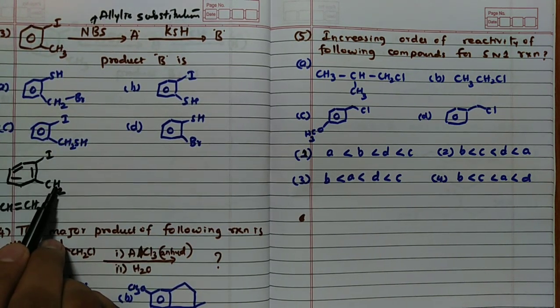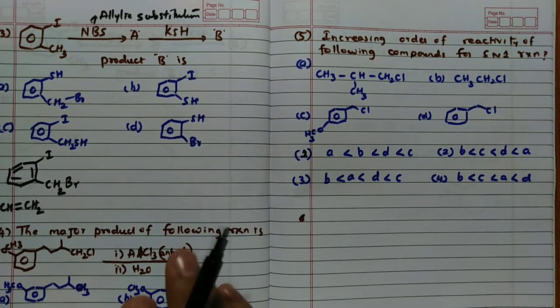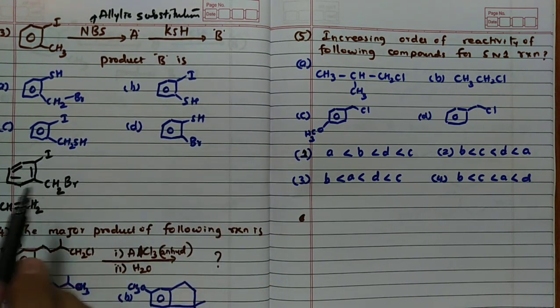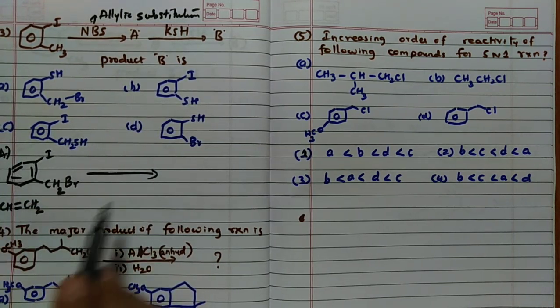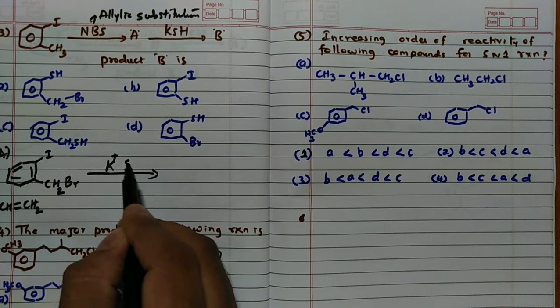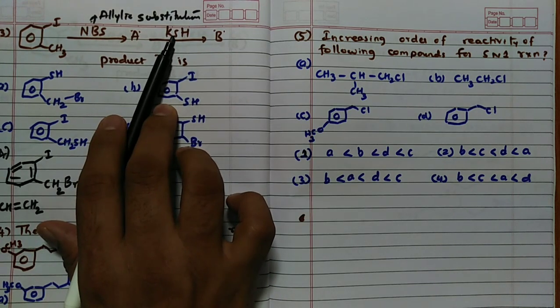So this hydrogen is replaced by Br, allylic substitution, bromine substitution takes place. Now the second case, this is A. Then KSH, remember, K plus SH minus. It is like potassium hydroxide, but it is potassium hydrosulfide.